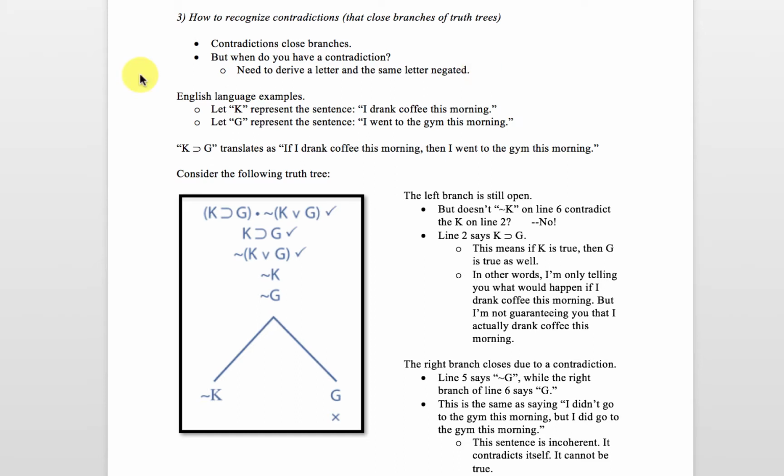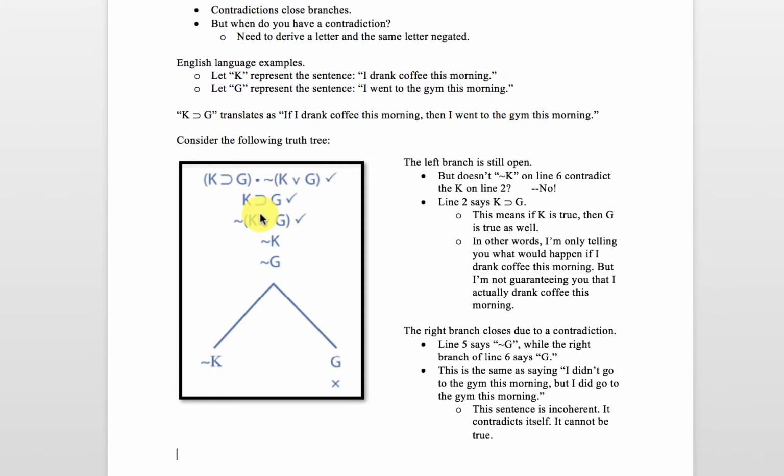Now, to put some flesh on this point, let's take two different letters. And remember, this gets back to the basics of propositional logic. An uppercase letter represents a single declarative statement. Let's say that K represents the statement, I drank coffee this morning. Let G stand for, I went to the gym this morning. Now, look at the following truth tree. This is from Appendix B of our textbook.